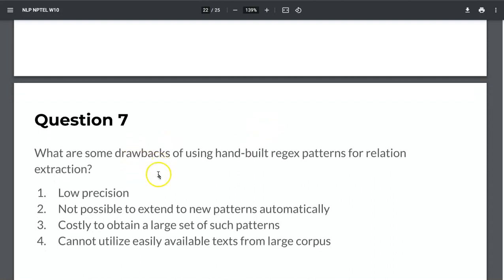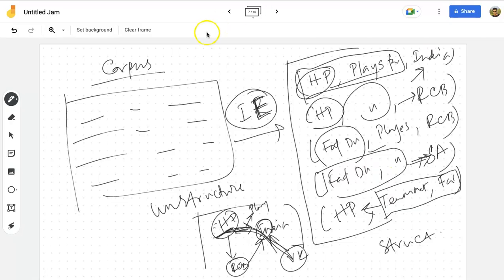number 7. So what are the drawbacks of hand-built regex patterns for relation extraction? This thing I don't want to discuss. Basically, what are the drawbacks, if you remember? So what is this relation extraction?